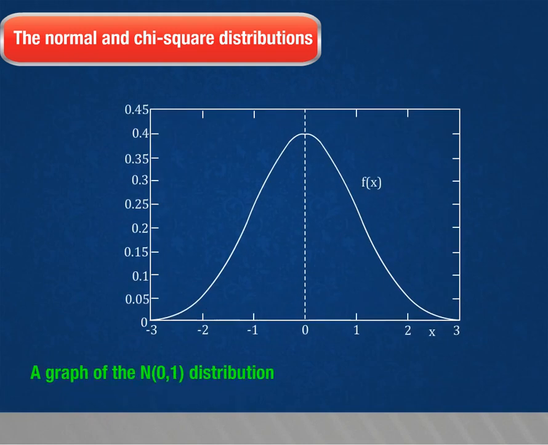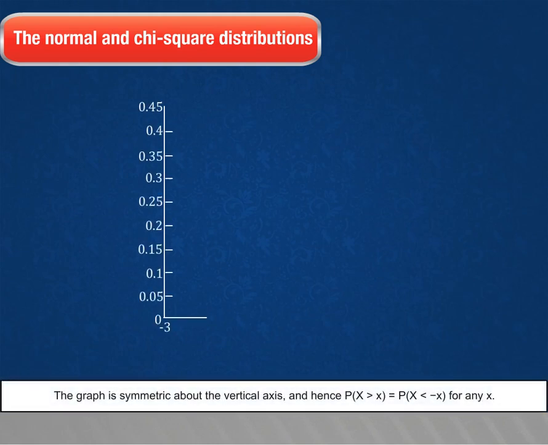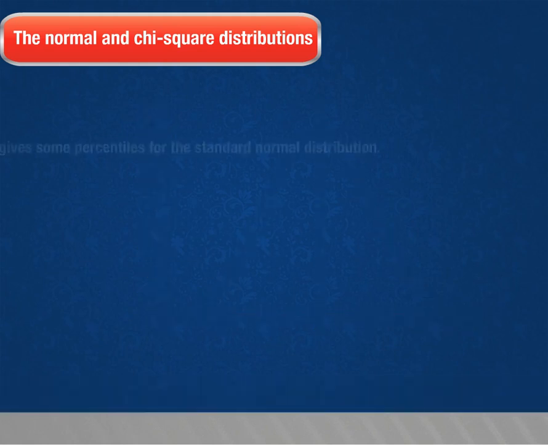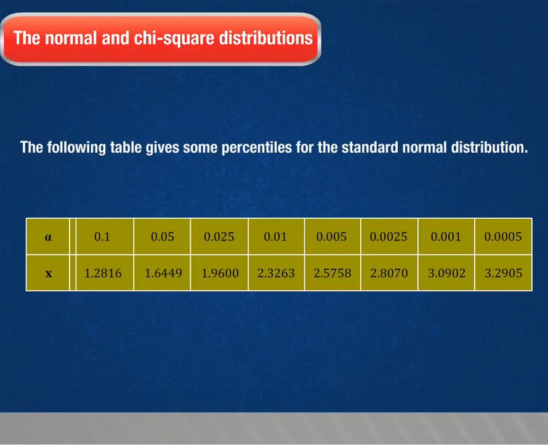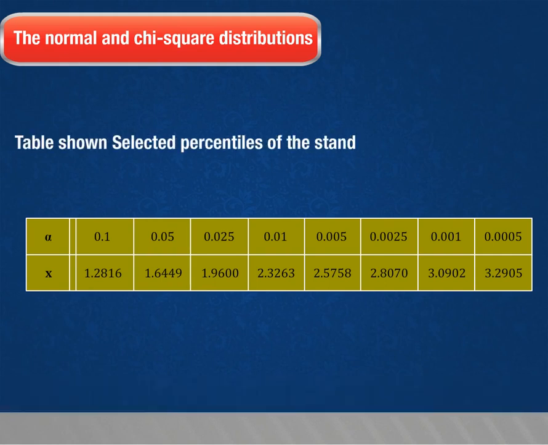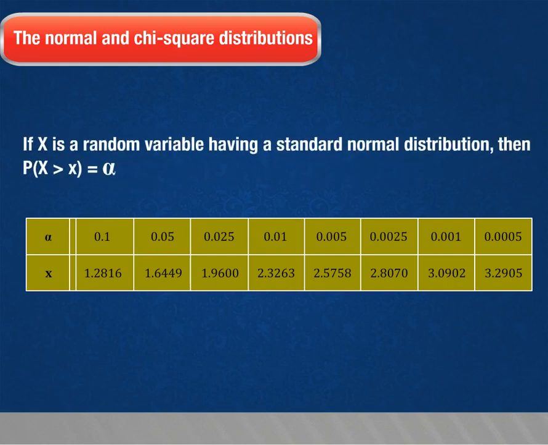A graph of the N(0, 1) distribution. The graph is symmetric about the vertical axis, and hence P(X greater than x) is equal to P(X less than minus x) for any x. The following table gives some percentiles for the standard normal distribution. For example, the entry alpha is equal to 0.05, x is equal to 1.6449 means that if X is N(0, 1), then X exceeds 1.6449 about 5% of the time. Table shows selected percentiles of the standard normal distribution. If X is a random variable having a standard normal distribution, then P(X greater than x) is equal to alpha.